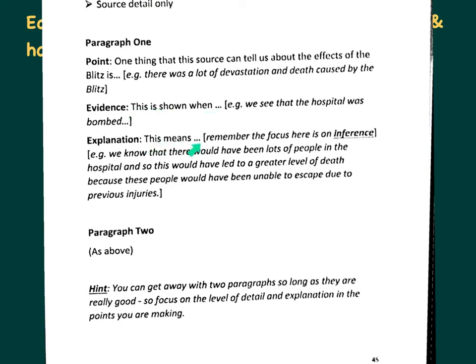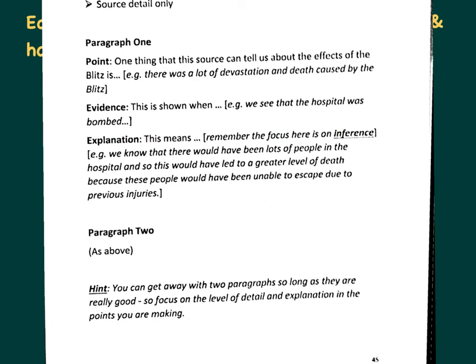And then you need to explain the inference. So this shows, or this means that there was a lot of devastation and death caused because we know that lots of people in hospital and there would have been a great level of death because they would have been unable to escape due to previous issues or injuries or who are crowded or whatever it might be. So the key is state something that you can learn from the source or that it shows you. Give the evidence, where is that in the source, and explain how the source shows you that.